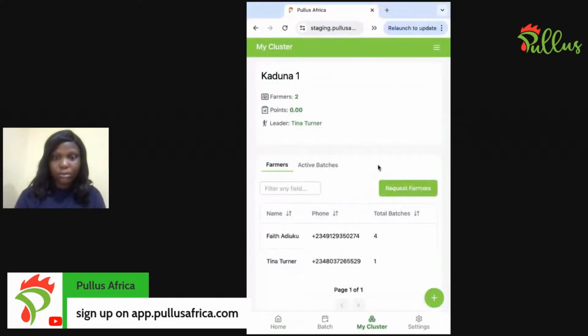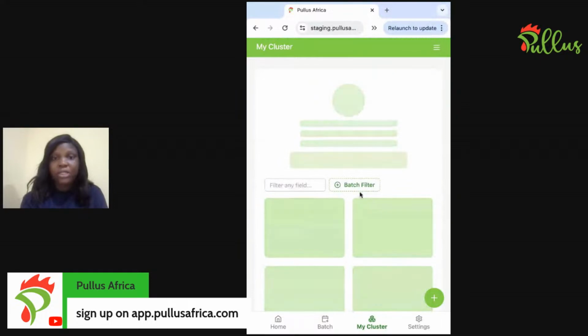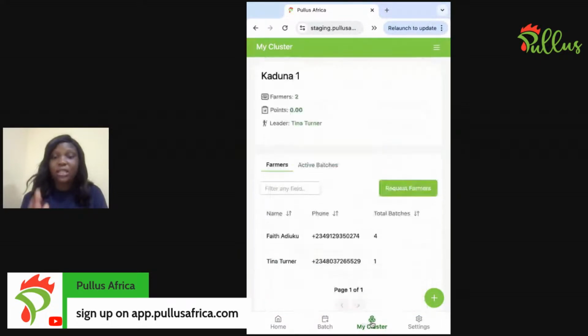So, for cluster leaders, right, this is what your app would typically look like, right? And you have the details of your farmers and the rest, and you have your details and things like that. And you have the opportunity to be able to view details of your farmers like this, and you can be able to view their badge and things like that, right? So, for this to happen, admin would assign you as a cluster leader, and then you'll be able to request farmers in your clusters.